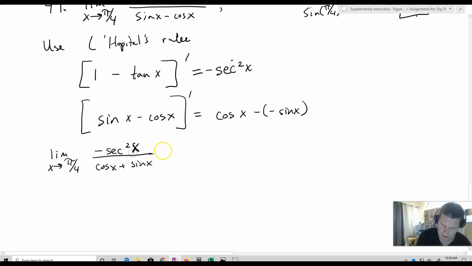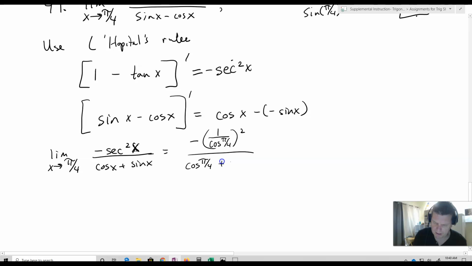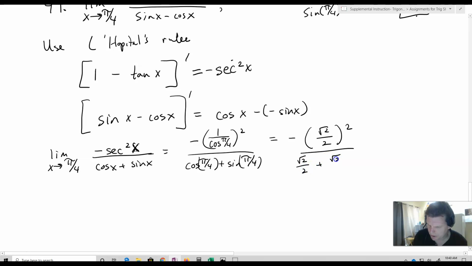Okay? Now, negative secant squared x is going to be negative, and this is going to be 1 over cosine pi over 4 squared, okay? And then this one is going to be cosine pi over 4 plus sine pi over 4. Now, remember that cosine pi over 4 is root 2 over 2. So this is going to end up equaling negative root 2 over 2 squared divided by root 2 over 2 plus root 2 over 2.